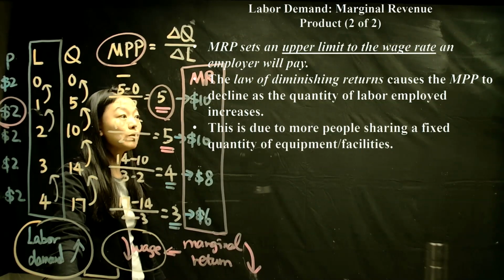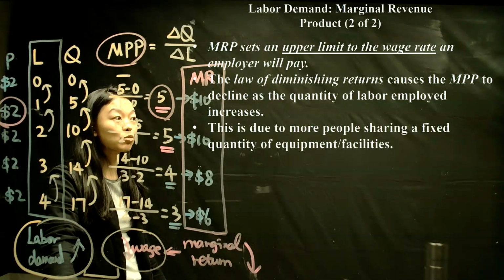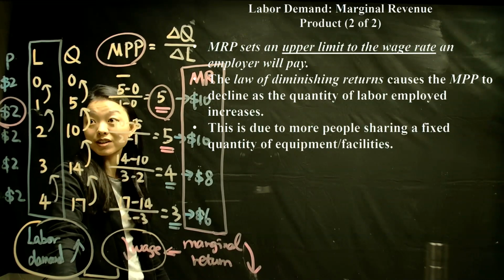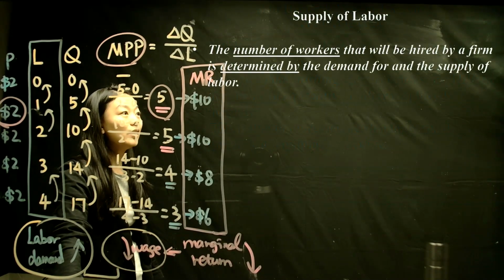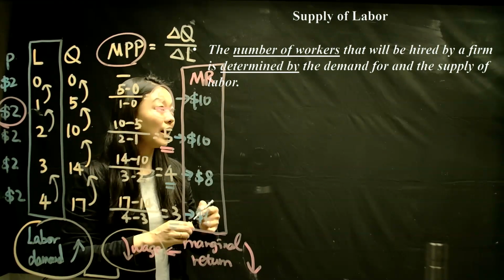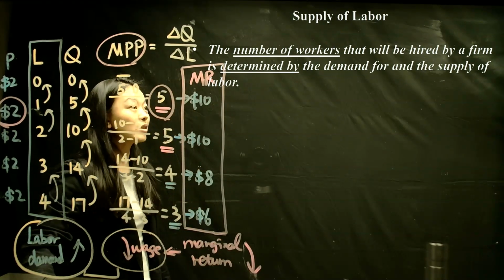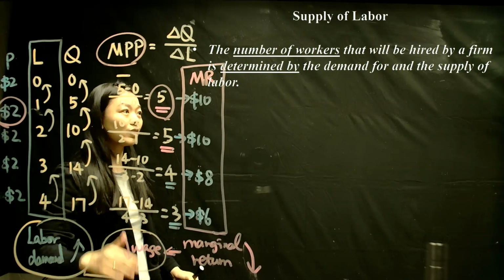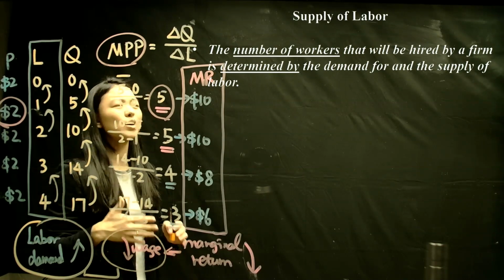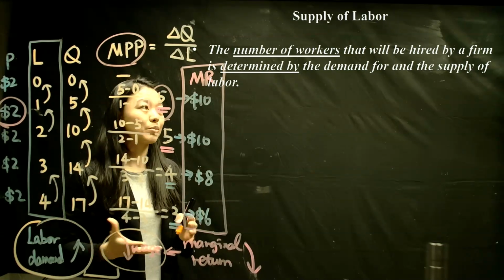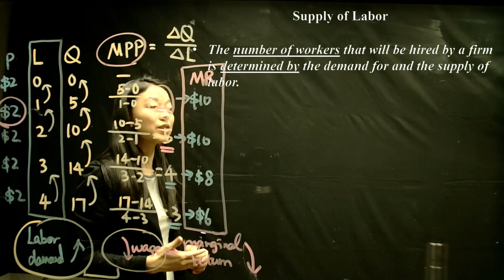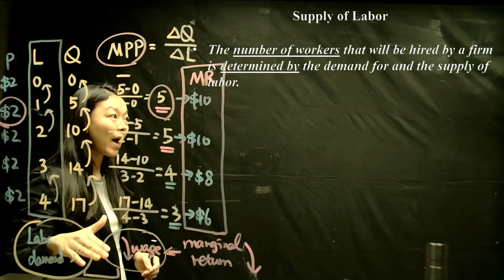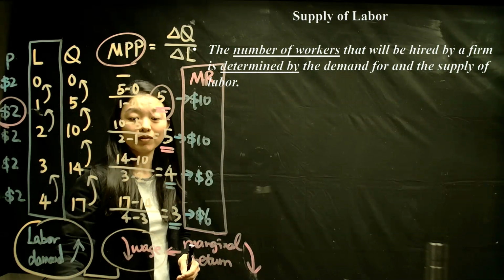This is due to more people sharing the fixed quantity of equipment and facilities, like the garbage truck. Okay, now the supply of labor. Sorry, this one will talk about the supply of labor. The number of workers hired by a firm is determined by the demand for and the supply of labor.